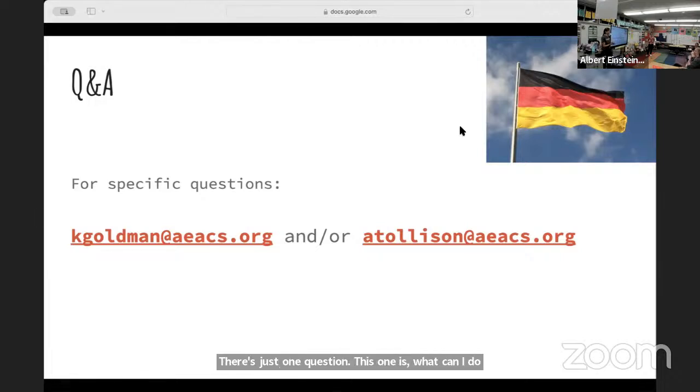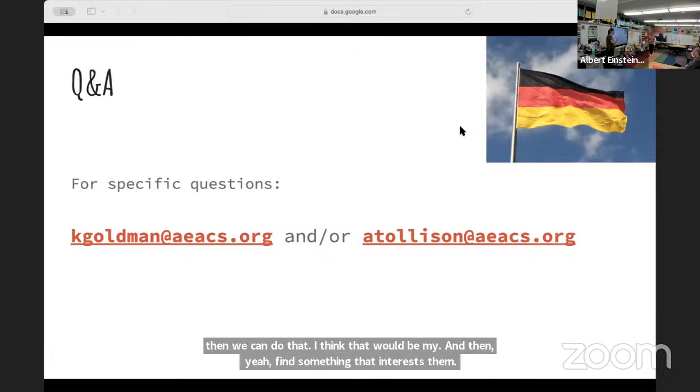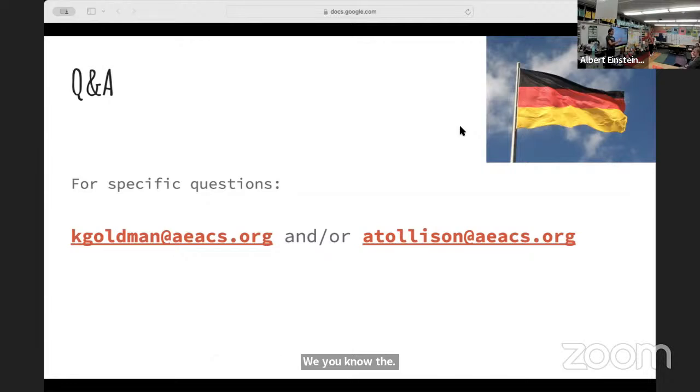Bribe. Teach it by yourself. Yeah. I mean, that is a family thing. I struggle with it. With one child, the other one, she just likes it. But yeah, this is really where, if you do this, then we can do that. I think that would be my answer, and then find something that interests them. Read in the language maybe that he or she understands, and then have the German something similar.